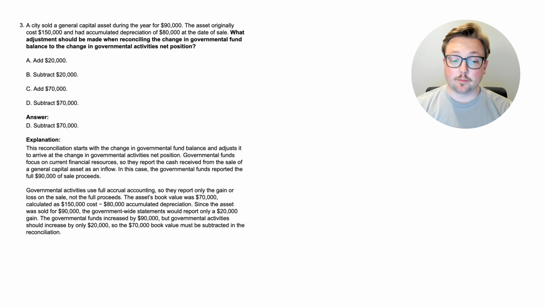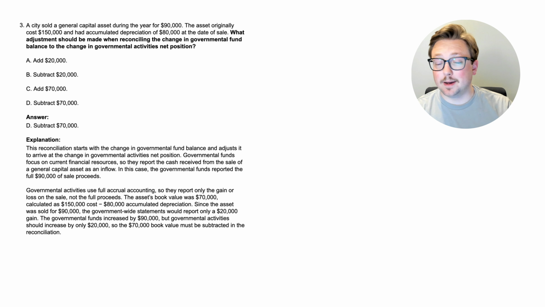So now let's go to the governmental activities. Governmental activities use full accrual accounting, so they report only the gain or loss on the sale, not the full proceeds. The asset's book value was $70,000, and that's calculated by taking the $150,000 cost less the $80,000 of accumulated depreciation. Since the asset was sold for $90,000, the government-wide statements would report only a $20,000 gain. So the governmental funds increased by $90,000, but governmental activities should increase only by $20,000. So the $70,000 book value must be subtracted in the reconciliation.